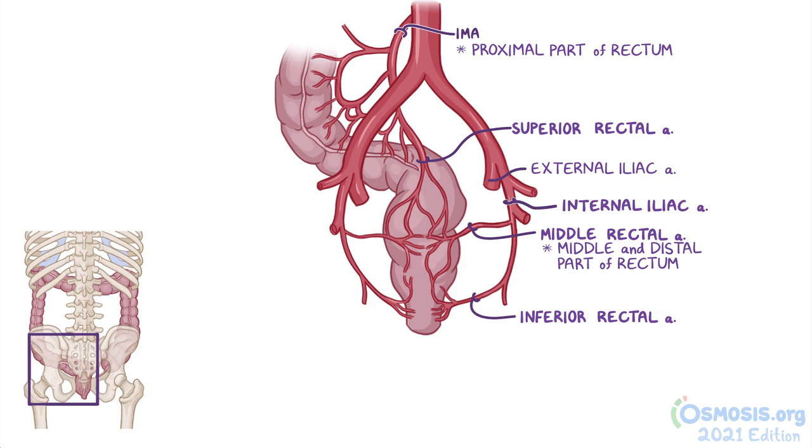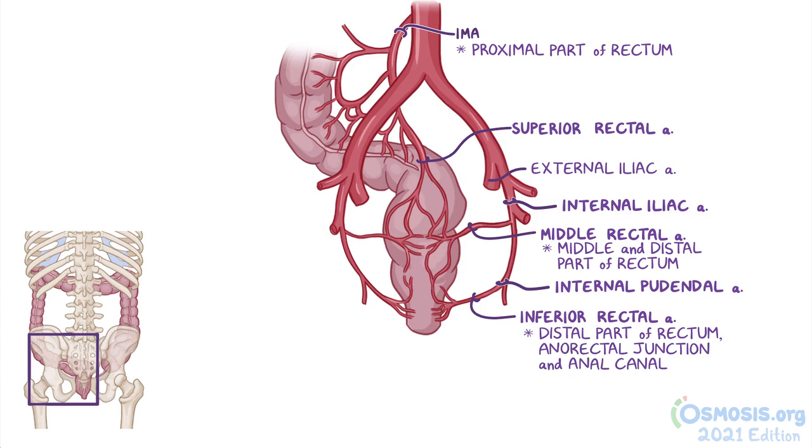The inferior rectal arteries arise from the internal pudendal arteries and supply the distal part of the rectum, anorectal junction, and anal canal. Finally, the superior, middle, and inferior rectal arteries can also form an anastomosis with each other.